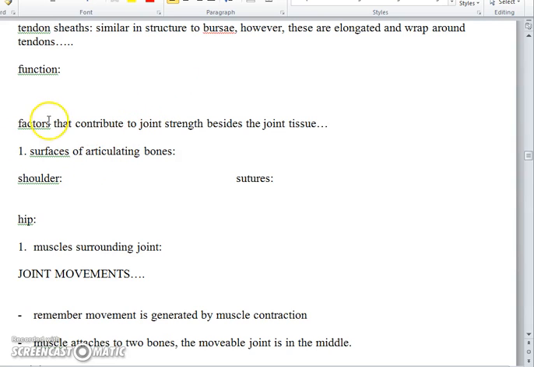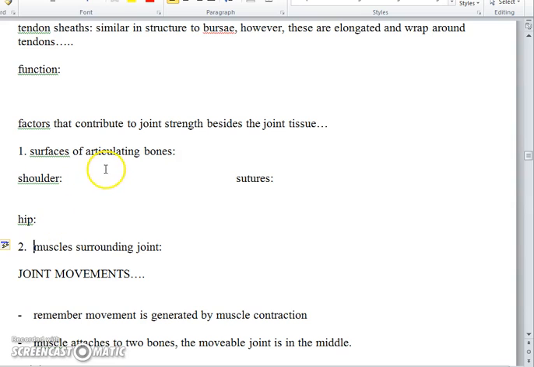All right, here, factors that contribute to joint strength besides the actual joint tissue, besides the ligaments and stuff that's in the joint. I messed this up. We got one, surfaces of the articulating bones, and we're going to do these examples, and then this should be number two. So make that a two.